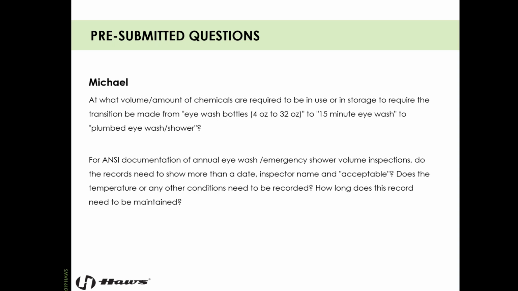For ANSI documentation of annual eyewash and emergency shower volume inspections, do the records need to show more than date, inspector name, acceptable? Okay, nothing else needs to be referenced. Date, name on a checklist, usually a waterproof tag on the piece of equipment. Our model is SP170. They're usually zip tied to the equipment.